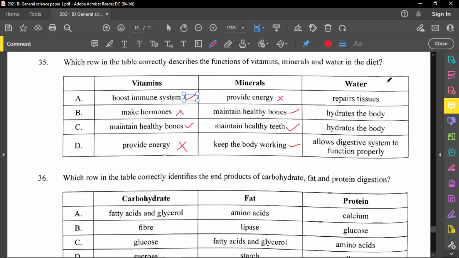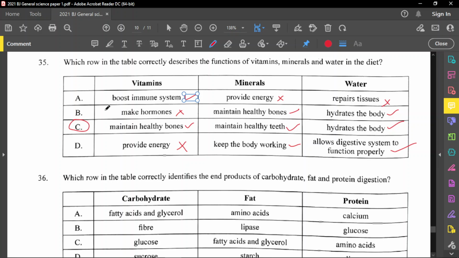All right, so water now. For water, it says water repairs tissue. No, that's protein that does that. Proteins are responsible to repair our cells in our body. Hydrate the body, yes. I'll give it a tick right there. Allows digestive system to function properly, absolutely. So the one that has all correct here will be option C, yeah? Option C has all the things correct.